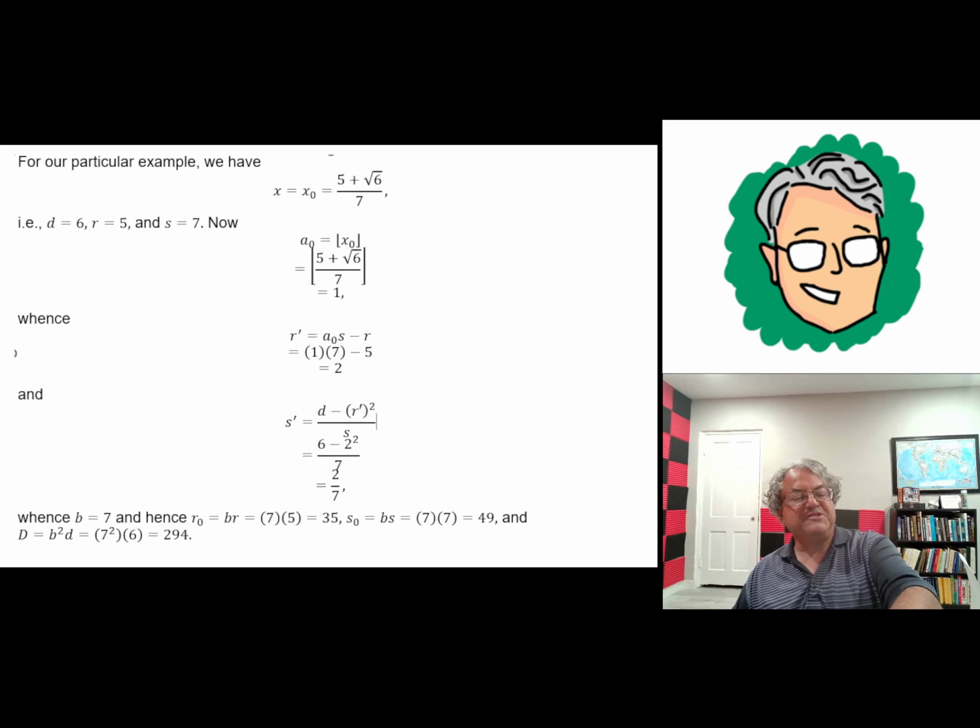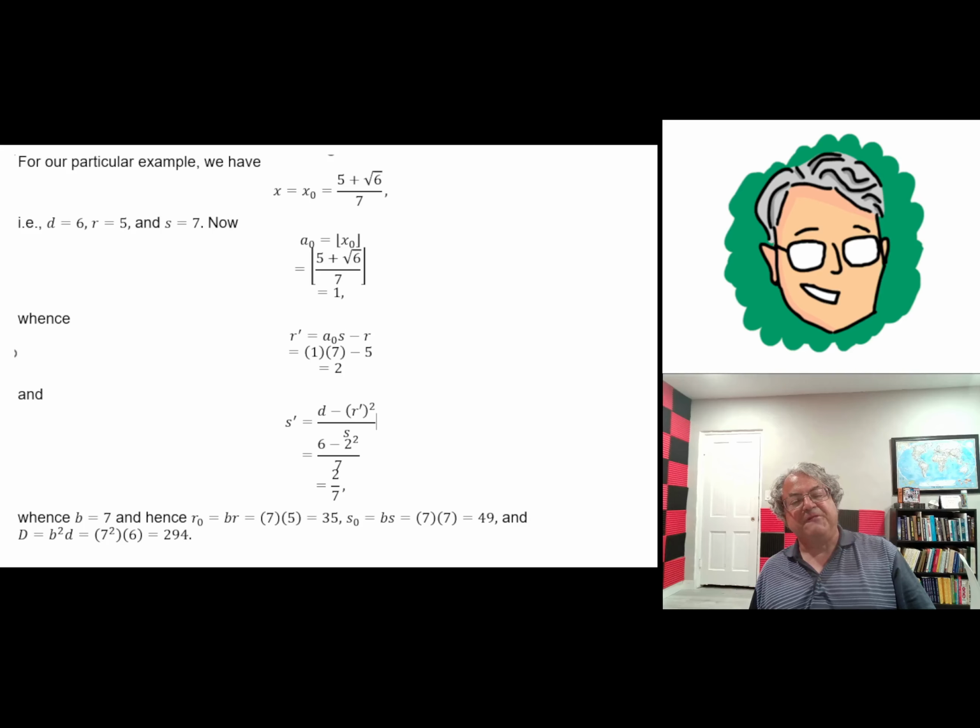So now let's apply this iterative procedure for the problem that we started with, namely computing the continued fraction of 5 plus square root of 6 all over 7. Well, the first thing we do is we calculate the a naught, and it's easy enough to compute: the floor of 5 plus square root of 6 over 7. You don't even really need a calculator or a computer for this. You can just note that square root of 6 is a little bit bigger than 2. So the numerator is a little bit bigger than 7, and the denominator is 7, so the result's 1.